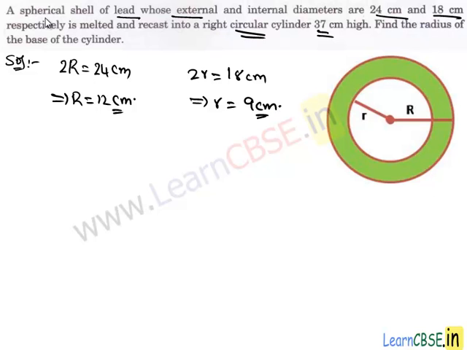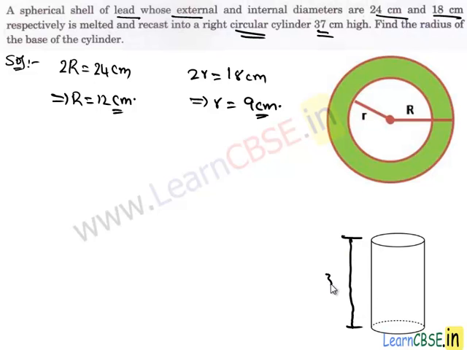Here we are given the spherical shell is melted and recast to form a cylinder. Here we have a cylinder and its height is 37 centimeters. So we have to find the radius of this base circle. So we assume it is R1. So how do we get its value? To get this value, one form of solid is converted into another solid. So in both processes, volume of spherical shell is equal to volume of right circular cylinder. So by equating these two volumes, we get the value of R1.